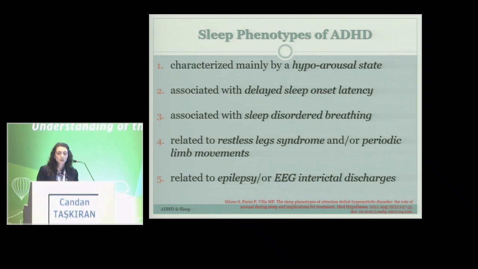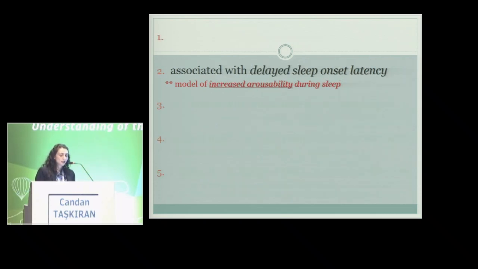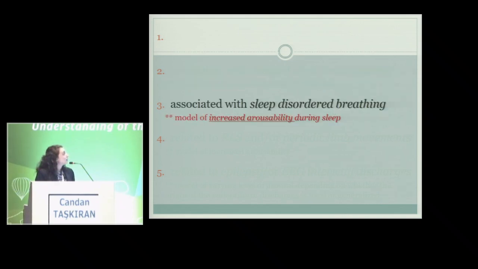The first one is characterized mainly by a hypoarousal state. There is a theory that in ADHD kids there is an arousal problem, and there is an increase in motor activity in order to cope with that problem. These kids are quite active, but the daytime sleepiness might be increased, and this has been shown in many studies consistently. The sleep latency increases during the transition from wakefulness to sleep. The circadian rhythm should be in balance, and hyperarousal might increase the sleep latency in ADHD kids.